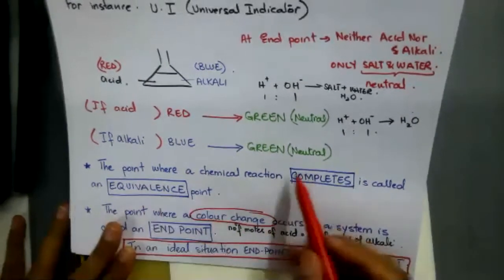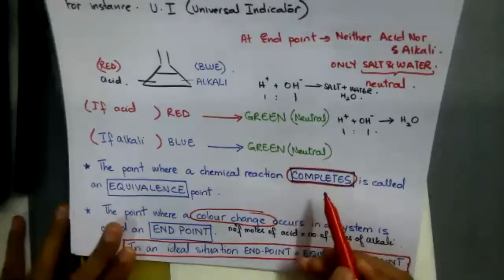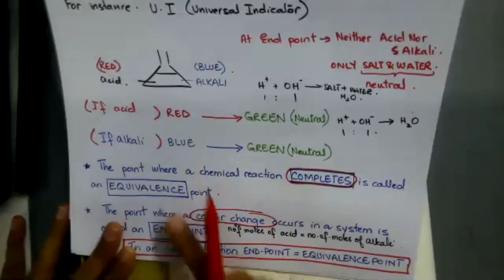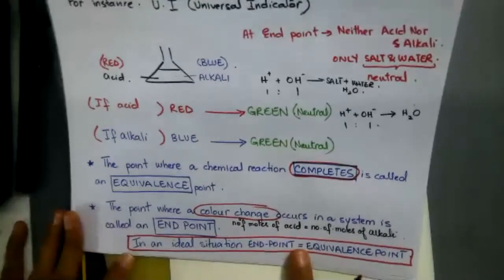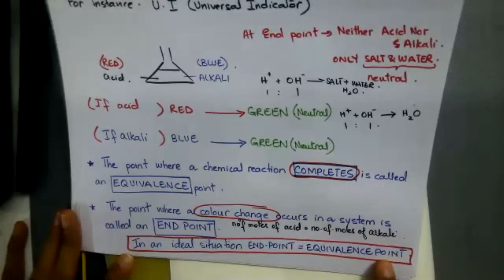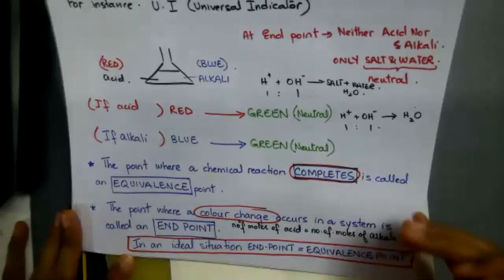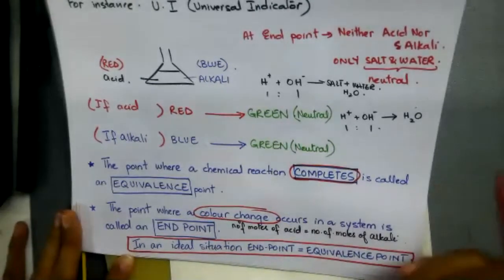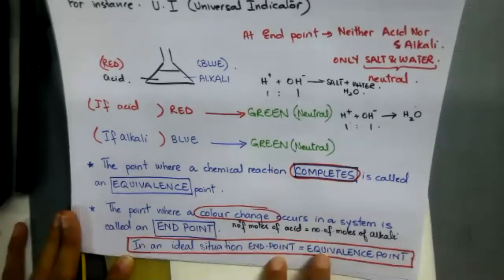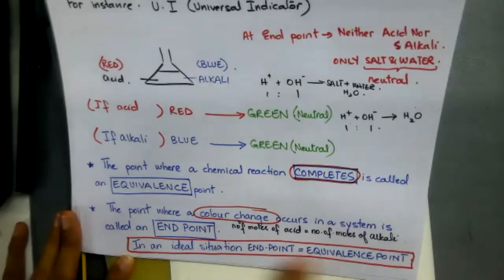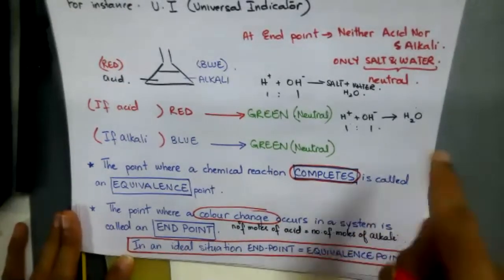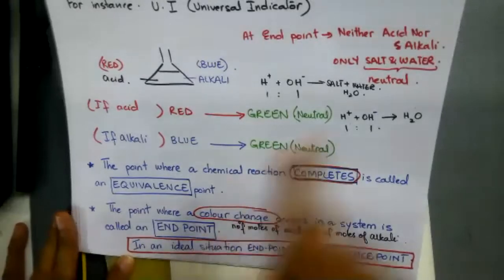Equivalence point is where a reaction completes. Ideally, both of them should be equal. In an ideal situation, end point should be equal to equivalence point. But due to practical errors, due to human errors, this is not always true. So these are just terms that you should be acquainted with. Equivalence point is a point where a chemical reaction completes, and end point is where the color change occurs.